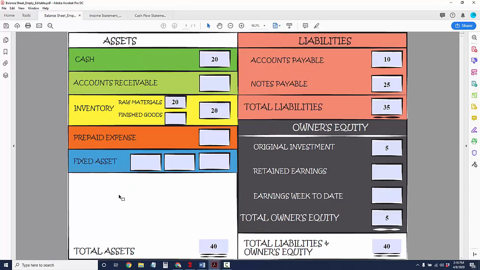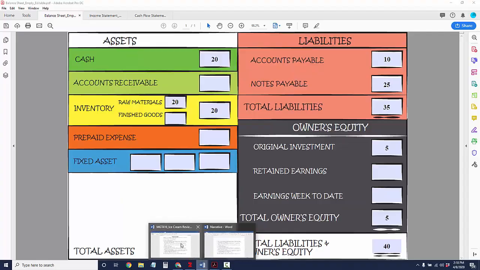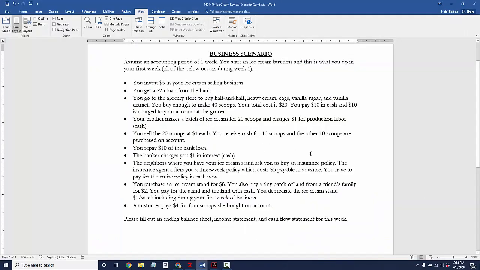This can be a little bit confusing to students, but basically the $1 in production labor is going to increase the value of our inventory. The value of the production labor is tied up in the inventory. One thing that is tricky here is that you have to notice that your brother only uses the ingredients for 20 scoops, okay? He's only going to make 20 scoops. However, your ingredients are enough to produce 40 scoops. So your brother is only using half of your raw materials to produce this batch of ice cream for 20 scoops.